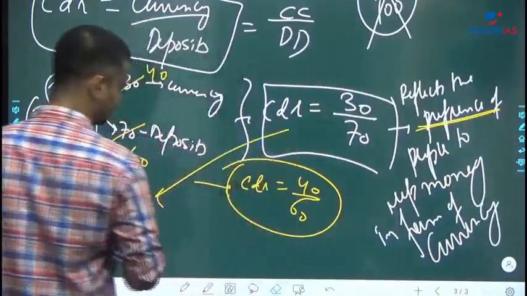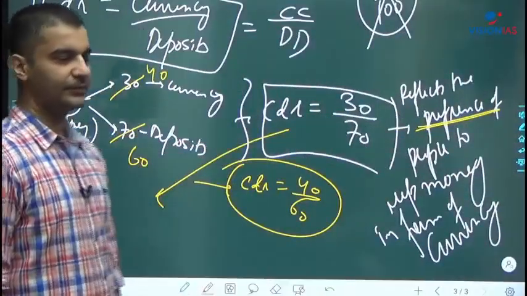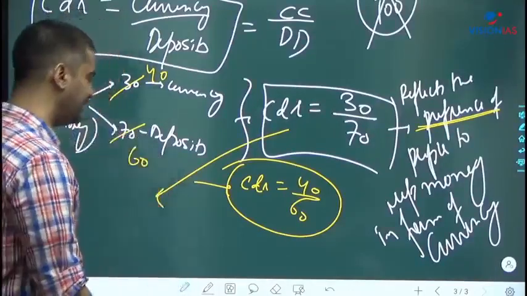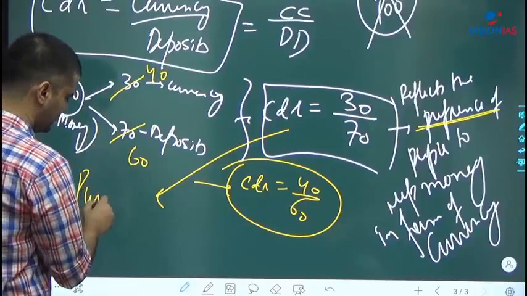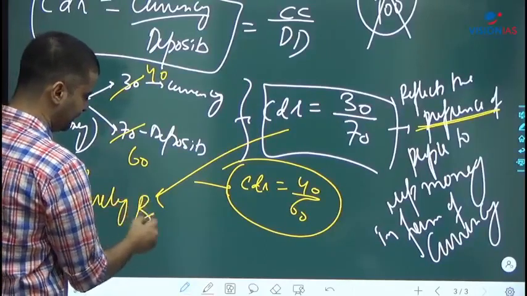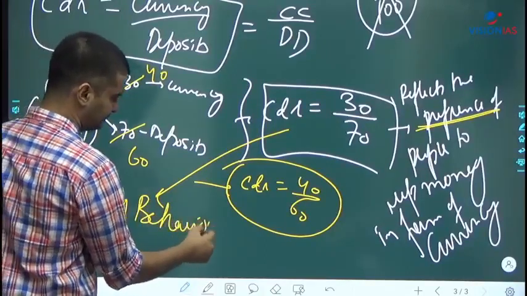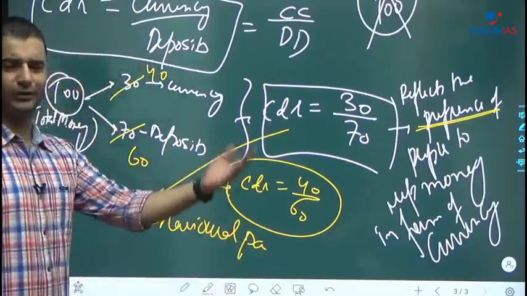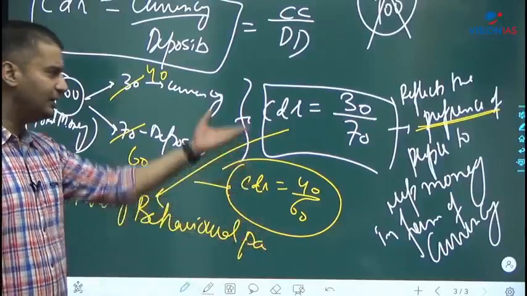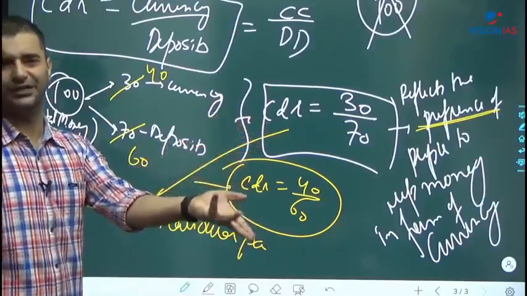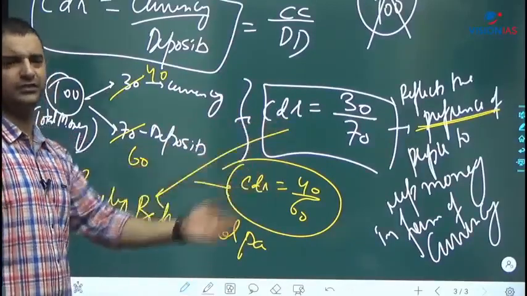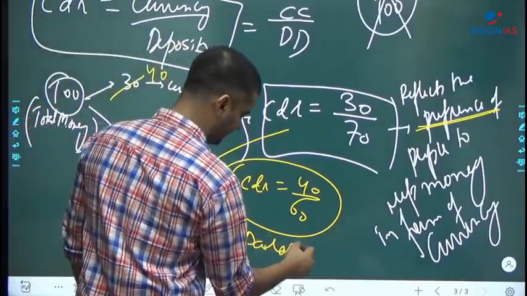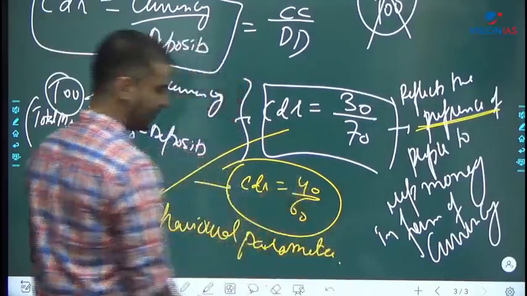ये पूछा हुआ सवाल है. This is the question that has been asked in prelims. CDR, which of the following is a purely behavioral parameter? CDR is considered as a purely behavioral parameter. I mean, the question might not be which of the following is purely behavioral, but which of the following is correct with respect to CDR. I think ये question था, which of the following is correct with respect to currency deposit ratio. Purely behavioral parameter.